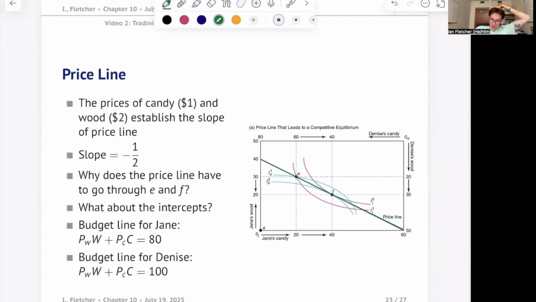For Denise, it would be, we would start at the initial allocation. Sorry, I gotta flip this upside down.